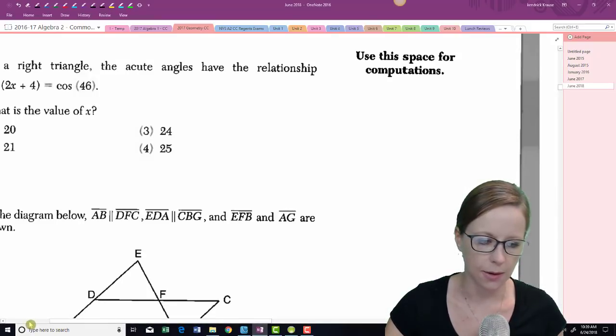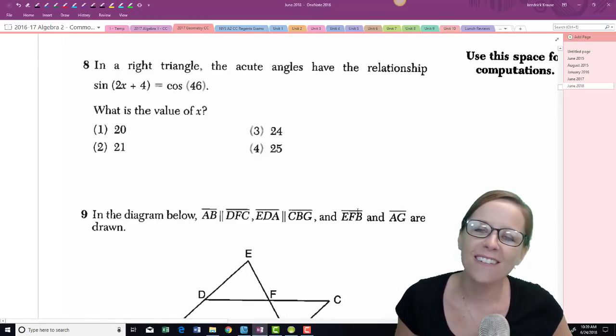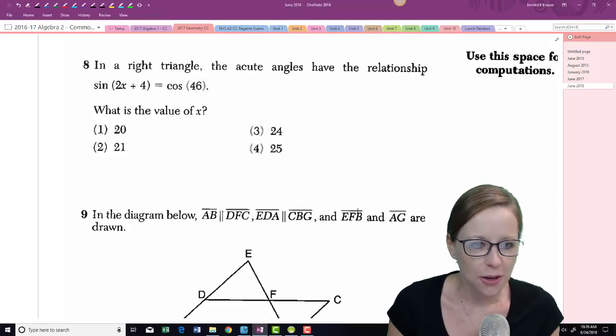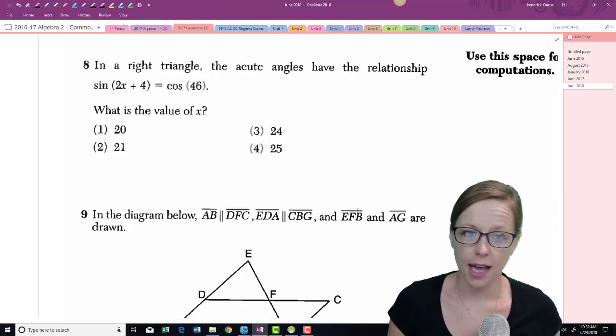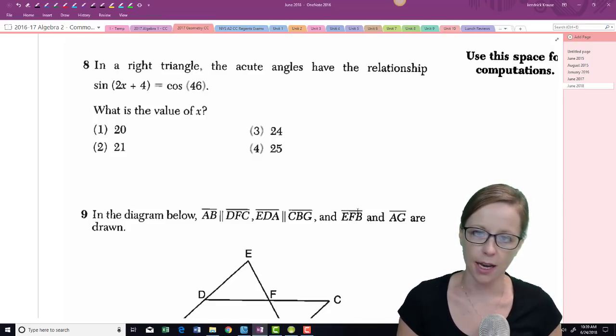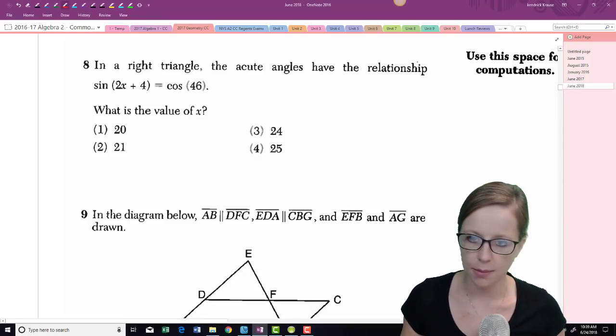Oh, my favorite. Oh, look how cute this is. I miss all the trig I used to teach. So in a right triangle, the acute angles have the relationship that the sine of the angle is equal to the cosine of this angle. What's true about the angles? Well, you have to know that in a right triangle, this is the right angle up here.